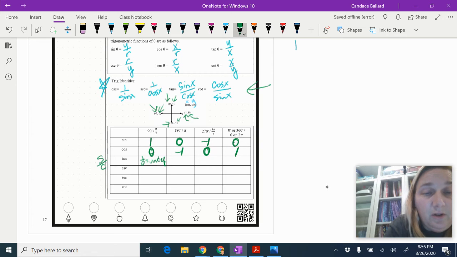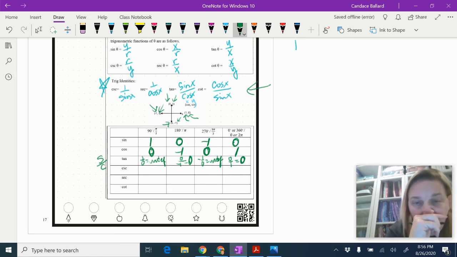Then this one here for 180 would be 0 divided by negative 1, or just 0. This one here for 270 would be negative 1 divided by 0, and again, that is undefined, so write it quick before your paper explodes. And then 0 divided by 1, or just 0. I'm going to do cotangent next, and then I'll come back and do cosecant and secant.